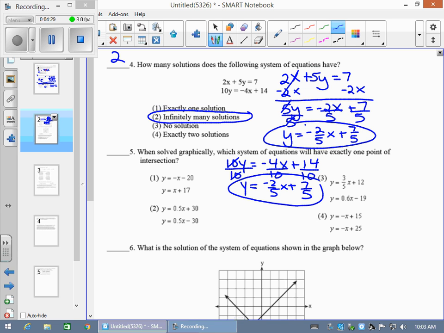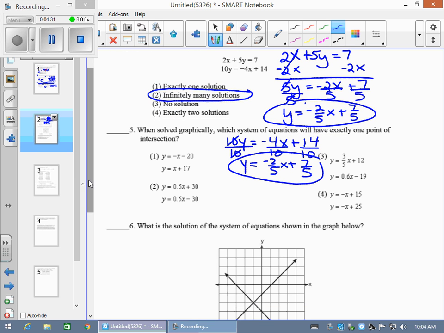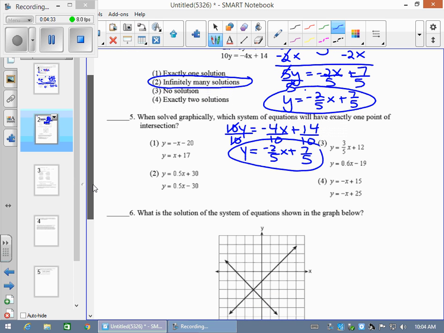Number 5 asks, when solved graphically, which system of equations would have exactly one point of intersection. So if you take a look at all of these systems, in choice 2, I have the same slope. If my two lines have the same slope, that means they're parallel and they're not going to ever intersect. So choice 2 will not have one point of intersection.